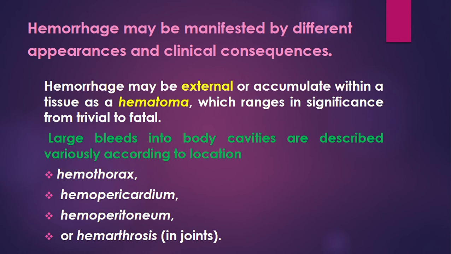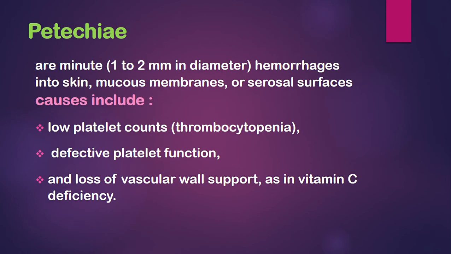There are many terms, like hemothorax, which means accumulation of blood in the thoracic cavity. Hemopericardium means accumulation of blood in the pericardium. Hemoperitoneum is accumulation of blood in the peritoneum. And hemarthrosis means accumulation of blood in the joints. There are three important terms related to hemorrhage.